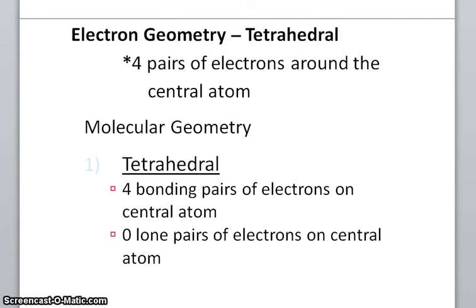The term tetra means 4. So a tetrahedral electron geometry will have 4 pairs of electrons around its central atom, and depending on whether those pairs of electrons are bonding or lone pairs will determine what the molecular geometry is. If all 4 of our pairs of electrons around the central atom are bonding pairs of electrons, our electron geometry and molecular geometry will be the same, so in this case it will be tetrahedral.